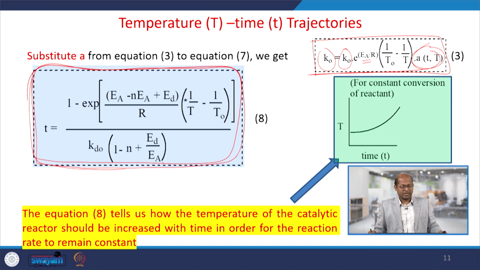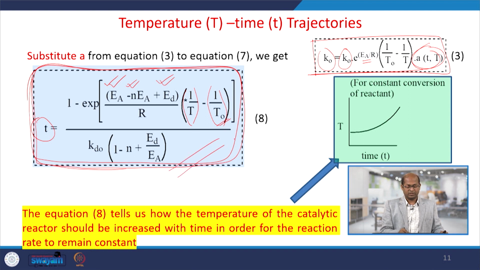So, these equations relate the temperature and time. Here this is the temperature and this is the time, and the rest of the parts are the activation energy for the reactions, the activation energy for the deactivation, and n, the deactivation order, if we know it. T0 is the initial temperature, the beginning of the reactions that we started with. So, if we put all the parameters in the right hand side of equation 8, then we will get temperature and time.